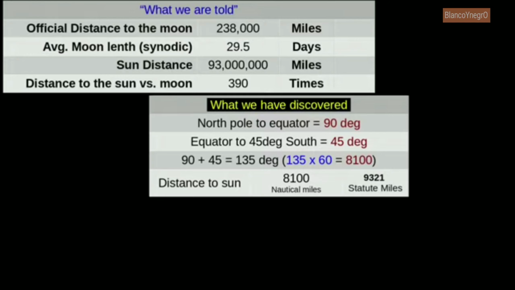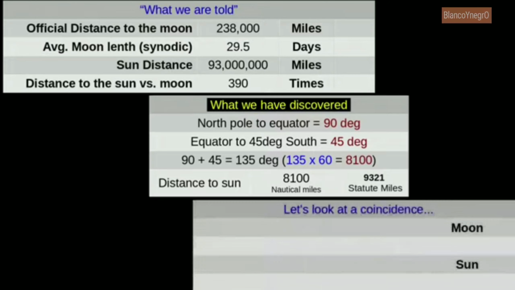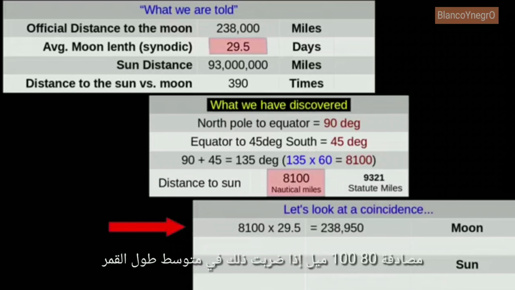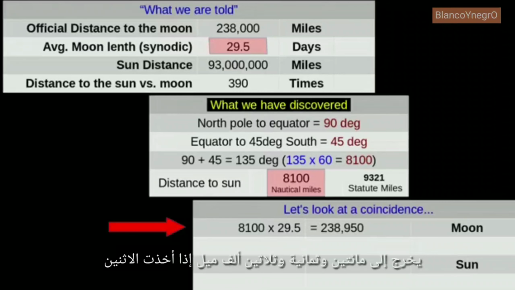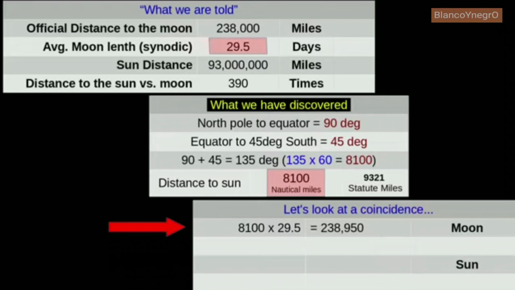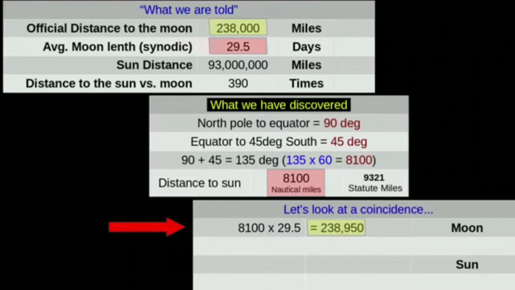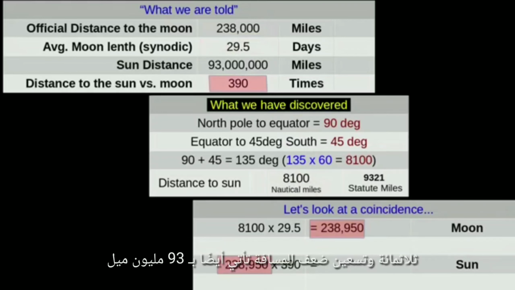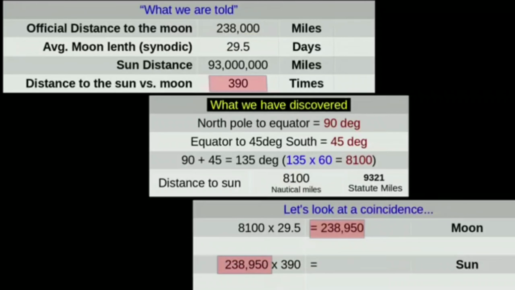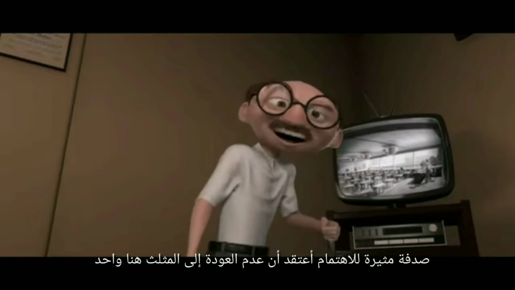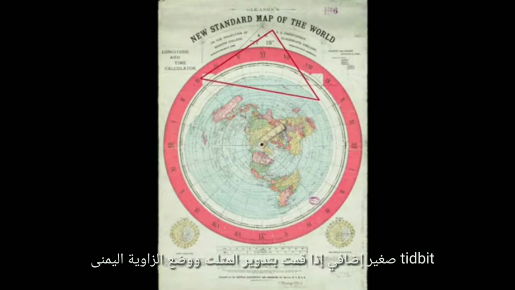the sky. So now let's look at a little coincidence. The 8,100 miles, if you multiply that by the average moon length, comes out to 238,000 miles. If you take the 238,950 and multiply that by the 390 times distance, you also come out with 93 million miles. Interesting. Coincidence? I think not.